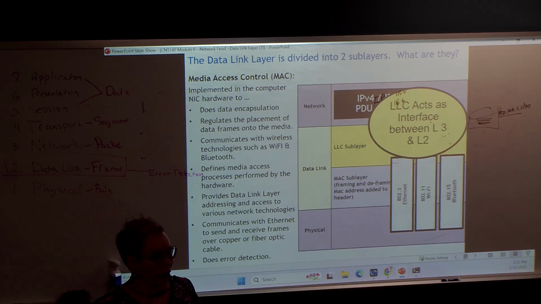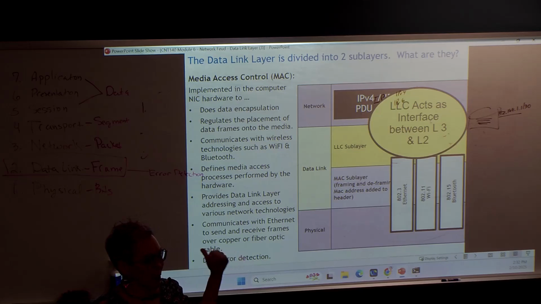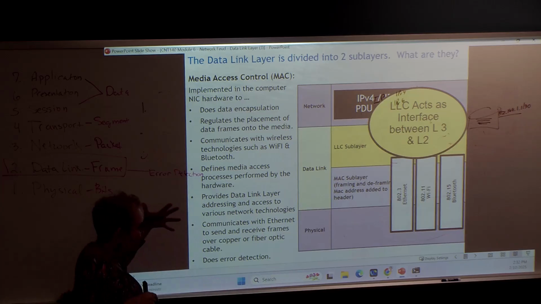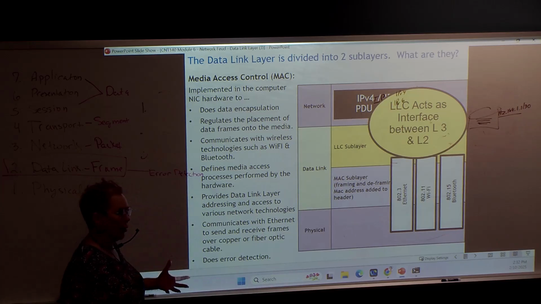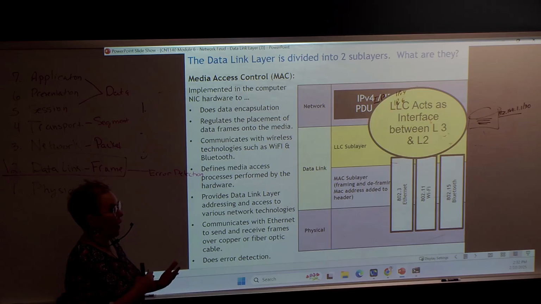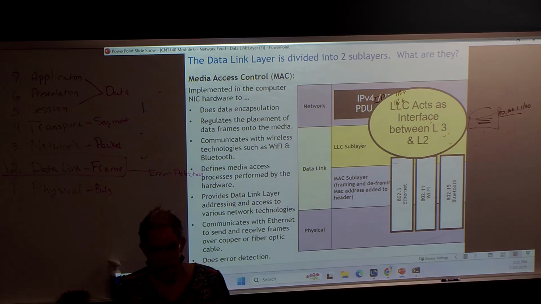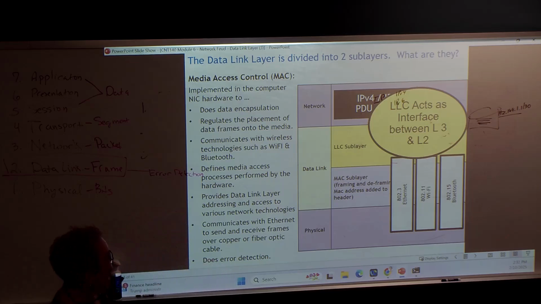Driverless cars. Where do you think they function? Layer 2. Any car that's attached to a network, there could be some problems. So this is stuff that we need to think about as IT professionals, as networkers, as people doing network security, information security, cyber security. They're all related.